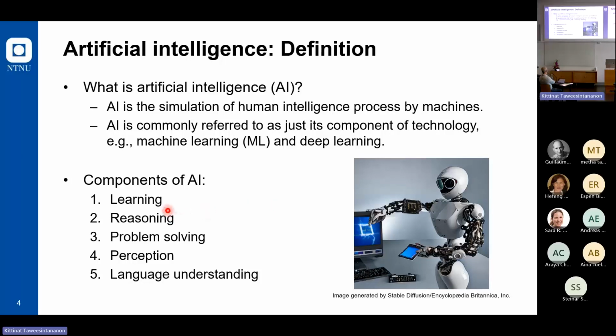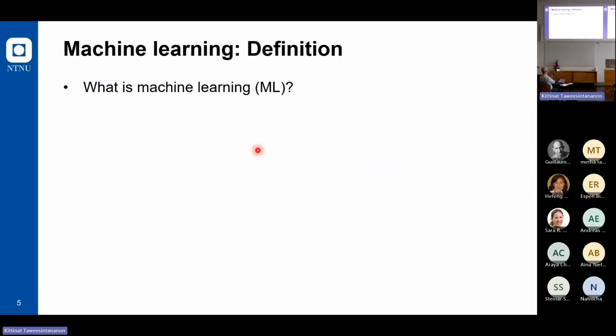First, humans can learn, can do some reasoning and problem solving, have perception ability, and can understand language. So AI actually tries to simulate these kinds of components to behave like a human. But today, I think we will focus on machine learning as a start of the technology.